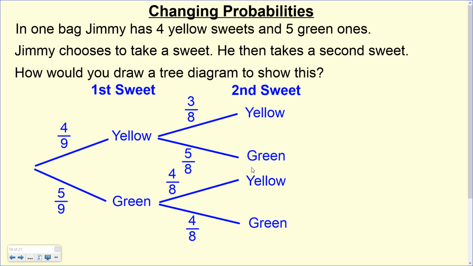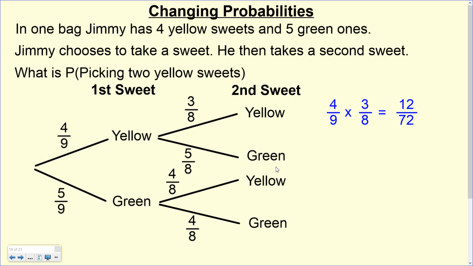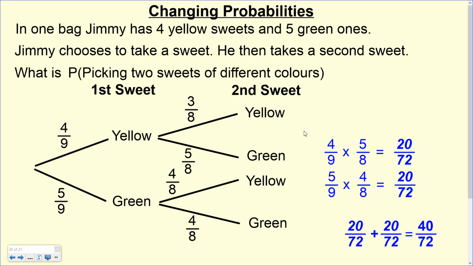Now, moving forward with this, we can then see what happens if we multiply our probabilities together. 4/9 times 3/8 is 12 over 72. That's our probability of 2 yellows. Then our different sweets match up. 4/9 times 5/8 is 20 over 72. 5/9 times 4/8 is 20 over 72. This time they do give the same probabilities. And then we just add them together as before to give us 40 over 72.